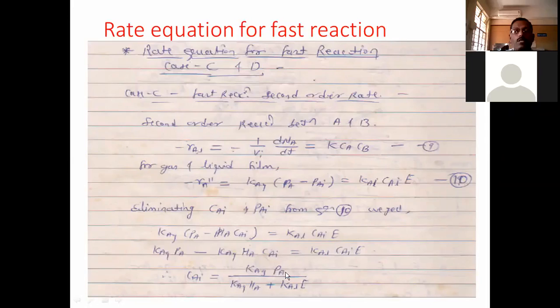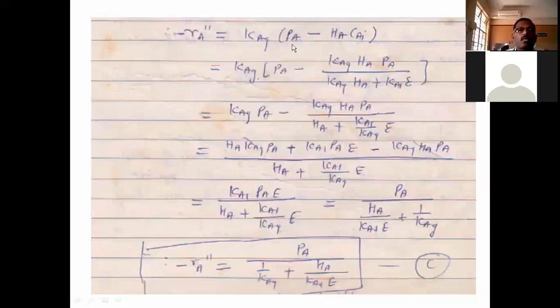Ci is equal to Kg into Pa upon Kg into Ha plus Kl into E. That is Cai, which we calculate, and put this Ci in equation 10. Then minus R is equal to Kg into Pa minus Ha into Ci. We put the calculated Ci here, and rearrange or simplify this equation. We obtain Kl into Pa into E upon Ha plus Kl into Kg into E.